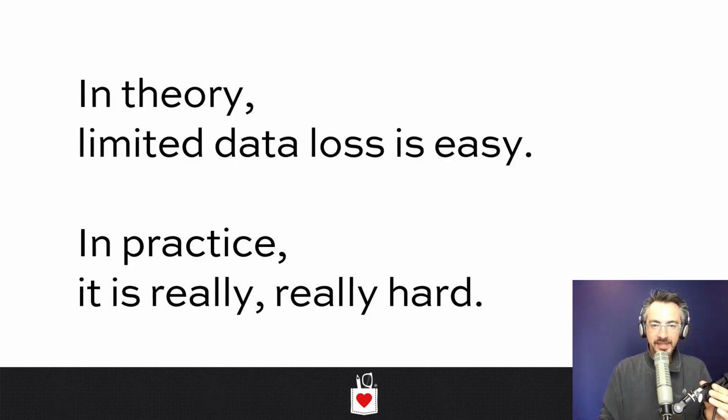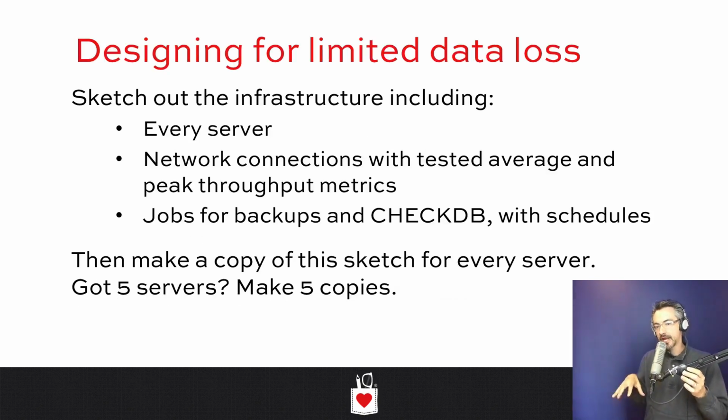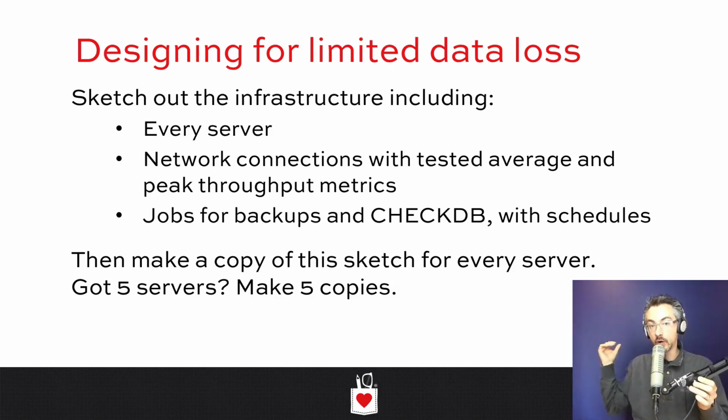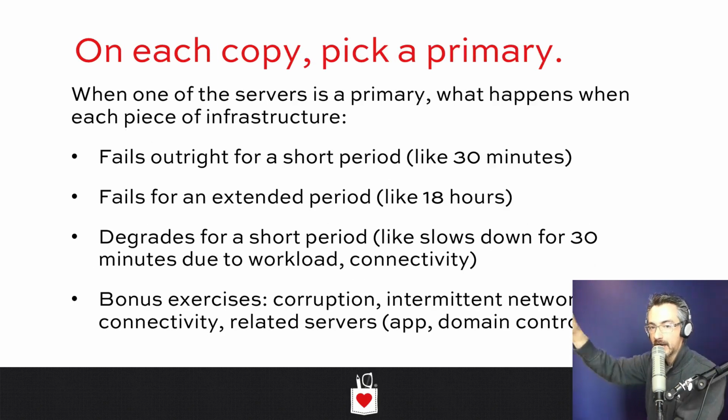Man, in theory, limited data loss is really easy. You just build a 2-node availability group and you call it a day. In practice, it's way harder than that. When you get to the point where you're going to tell the business, I will stand behind this, not lose data, and go down for only a certain number of minutes, you actually want to sketch out the entire infrastructure and then make several copies of it. For each copy, you pick, in this one, this guy's going to be the primary. Now, what happens when each piece of this dies?